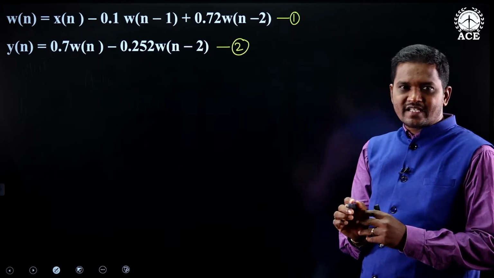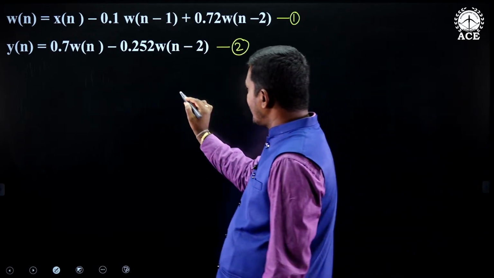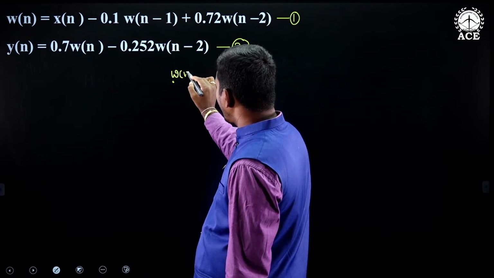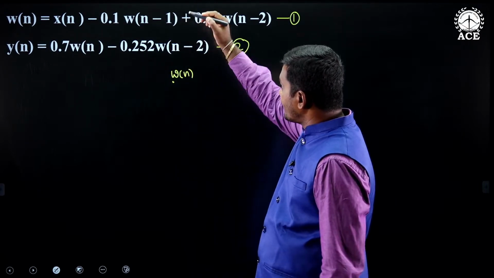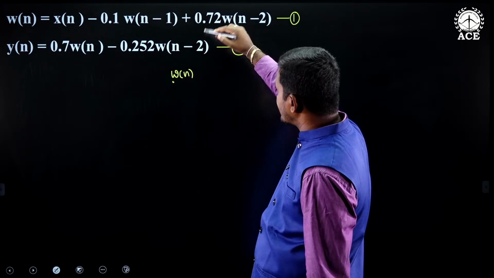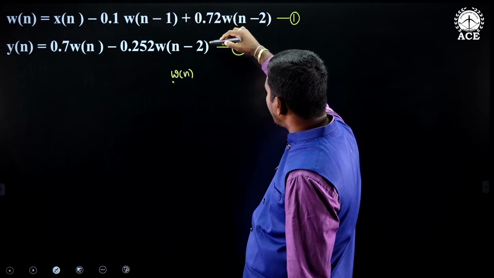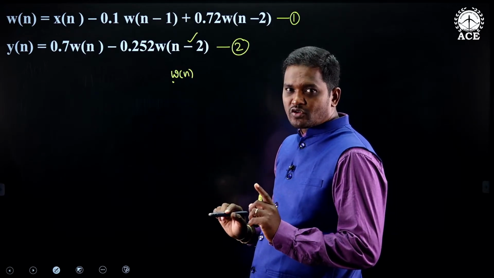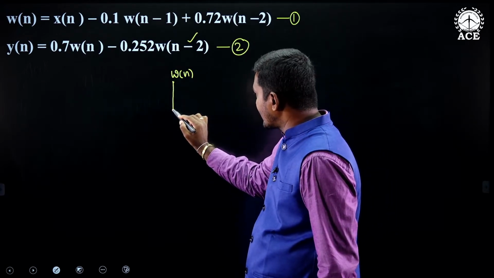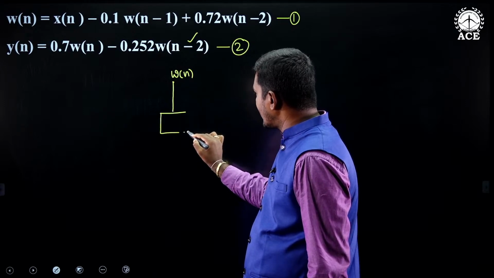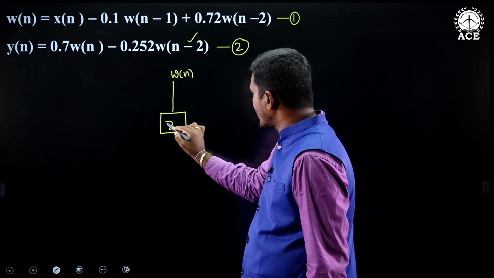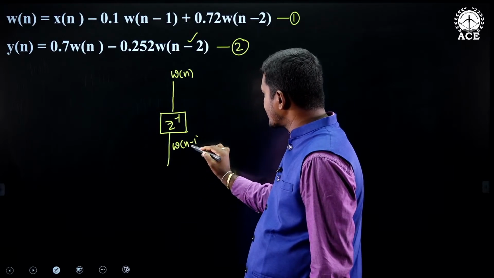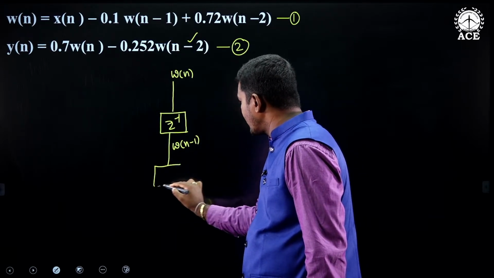How to realize the first and second equation? Now look here. First, you take the middle element like this. Here you write w of n. We need w in both the equations. Maximum, what is required? W of n minus 2 is required in both. How to get w of n minus 2 from w of n? Take one delay element in the middle, z inverse, what you will get? W of n minus 1. Take one more delay element here.